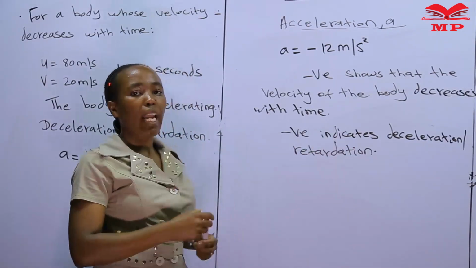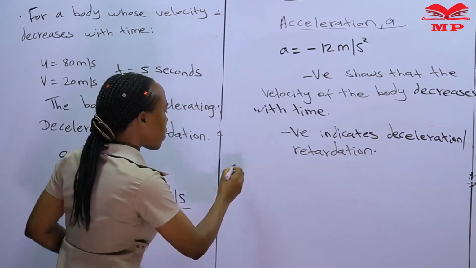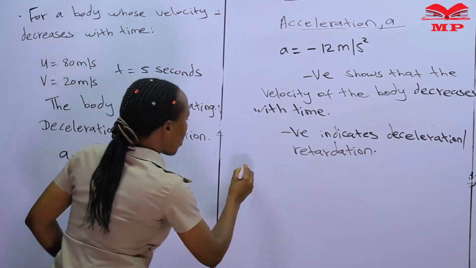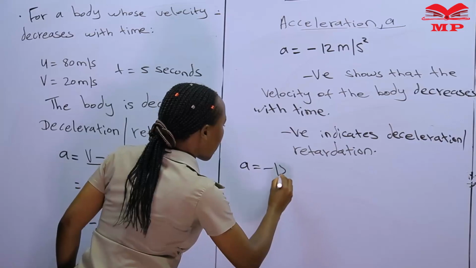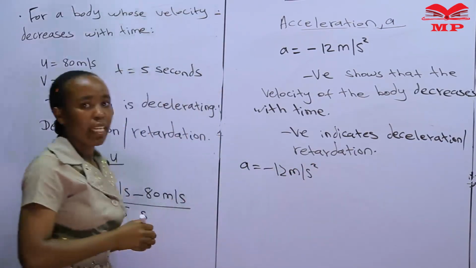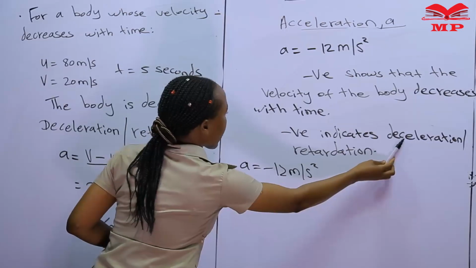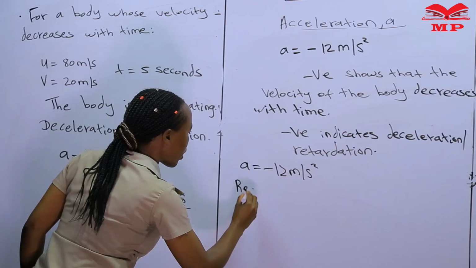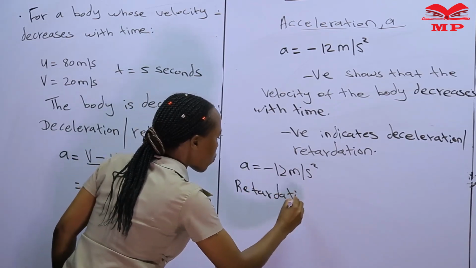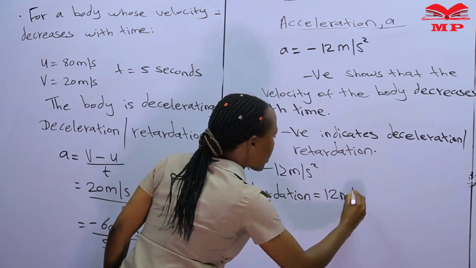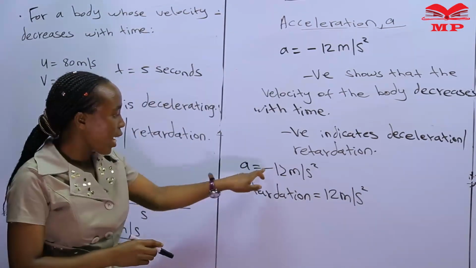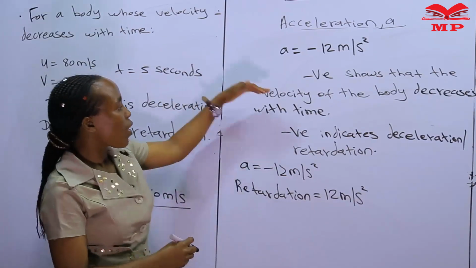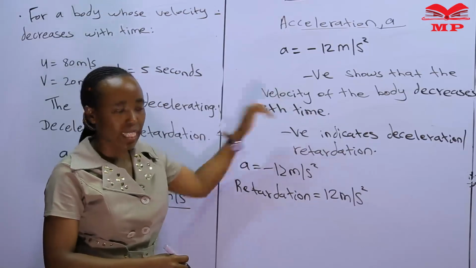And therefore, if you are trying to calculate the acceleration, it will be equal to negative 12 meters per square second, and this negative stands for deceleration or the retardation. And if you are trying to calculate the retardation, it is equal to 12 meters per square second, because the negative is being cancelled by the one retardation, meaning that the velocity of the body is decreasing with time.